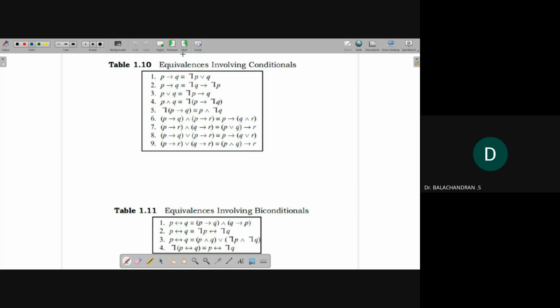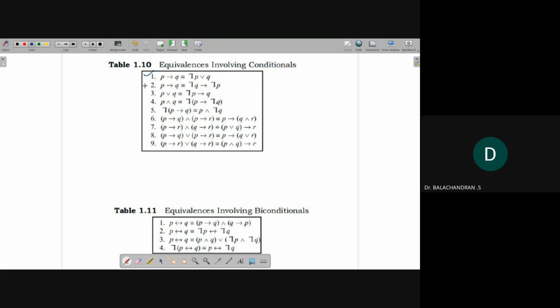So here, equivalences involving conditionals. Conditional means the arrow goes one way. Biconditional means the arrow goes both ways. So P implies Q. I already told you that P implies Q is negation P or Q. Most of the time I'll use this one. P implies Q is also equivalent to negation Q implies negation P.